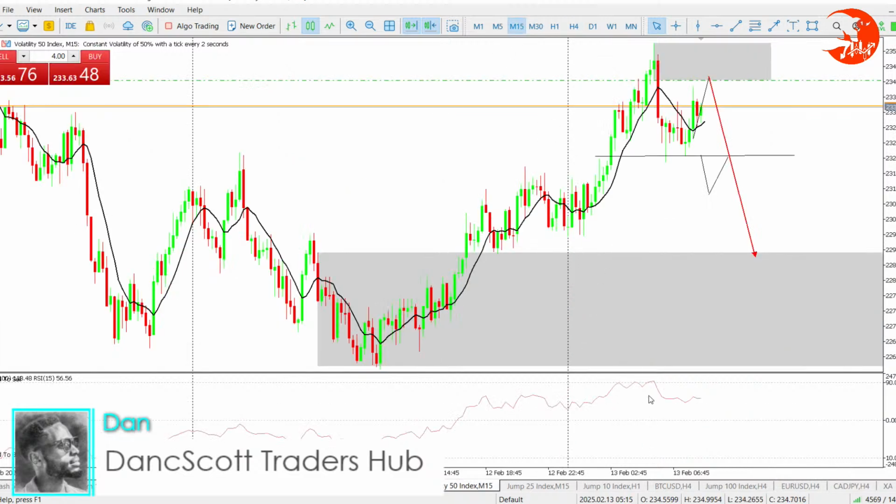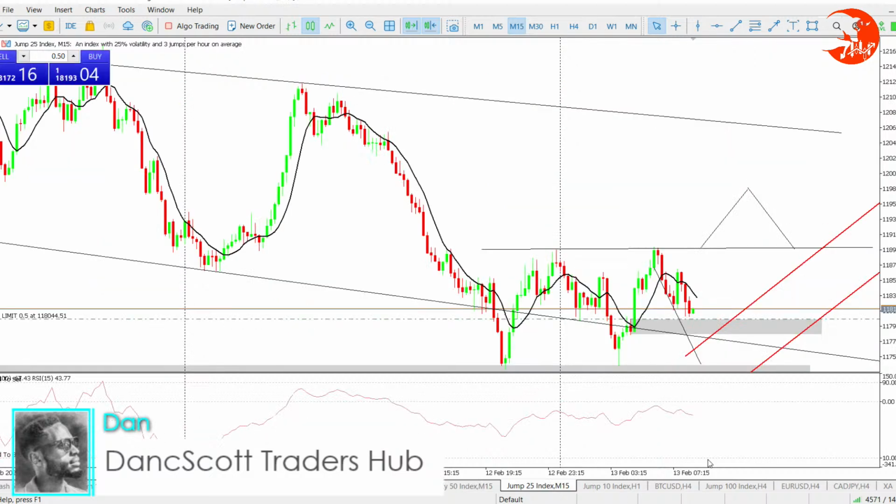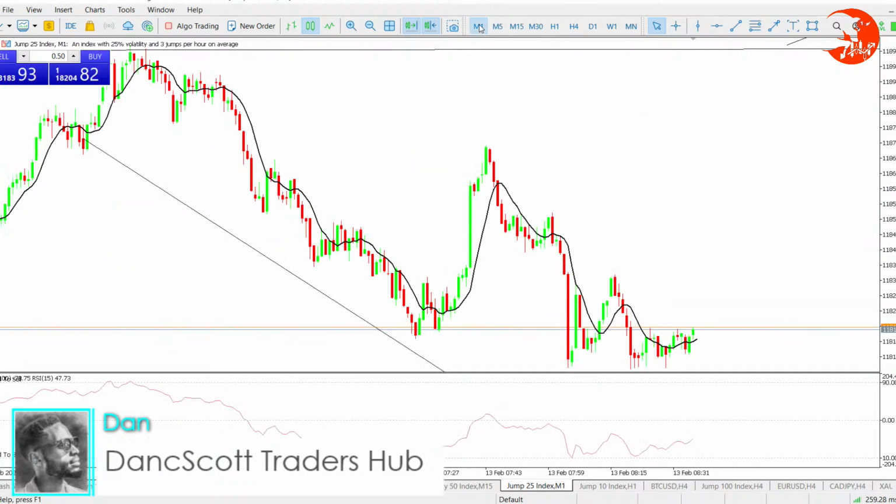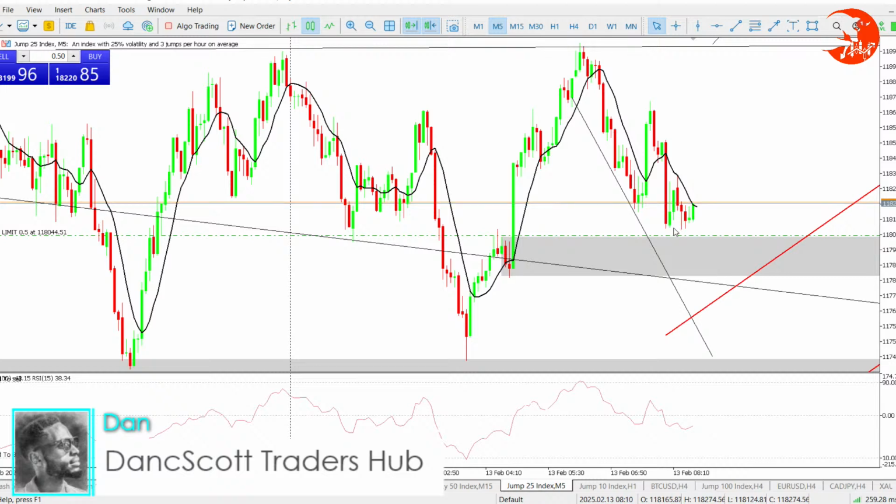Let me leave this at M15. Jump 25. Oh man, it has not touched my level to activate my buy limit. Let me just give it a bit more minutes and see if it will activate my buy limit. If it does, luckily. If it does not, then I will wait for another entry, probably on a M5 or M1 to confirm the entry. And M1 is a bit confirming it because this is like a double bottom right here on M5 and M1.